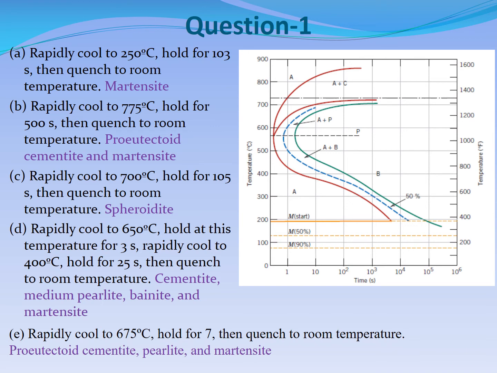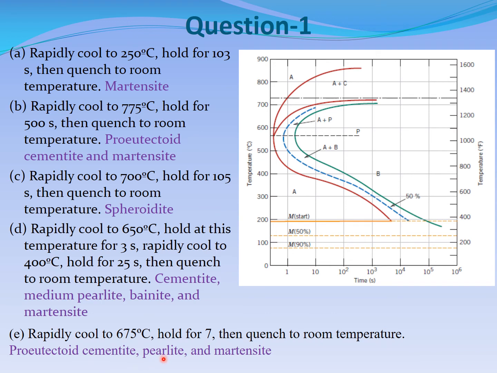Part E, rapidly cool to 675, hold for 7 seconds, then quench to room temperature, right? So 675, right? This is 600, this is 650, this is 675, roughly here. Hold for 7 seconds. 7 seconds is here, right? This is 10 seconds. So if you are here, at 7 seconds, you have just crossed the middle line and then quench.